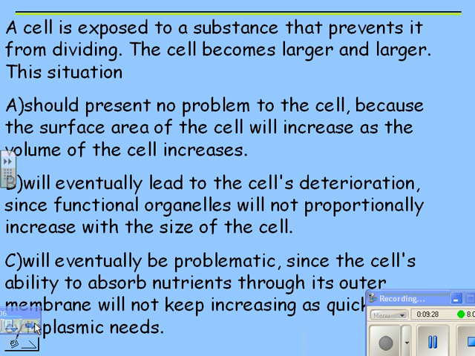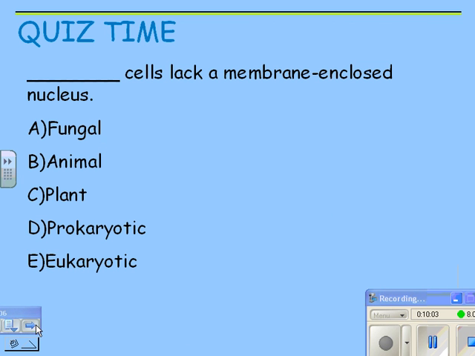So it's that one. A cell is exposed to a substance that prevents it from dividing. The cell becomes larger and larger. This situation should present no problem to the cell. Oh my goodness, kidding? That's not it. Will eventually lead to the cell's deterioration since functional organelles will not proportionally increase with the size of the cell. Well, maybe, maybe not. Will eventually be problematic since the cell's ability to absorb nutrients through its outer membrane will not keep increasing as quickly as the cell needs. That's totally true because the reason that cells are small is so that things can diffuse in and out of them fast enough. So it's the last one.